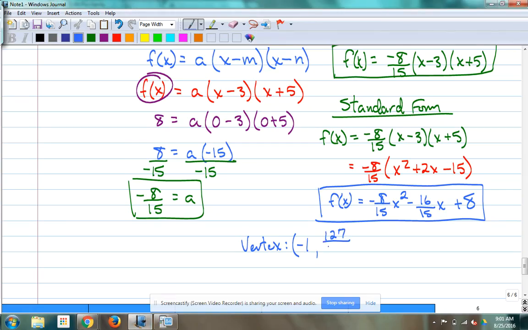Once I get the vertex, it's really easy to write it in vertex form. Can you explain how you're? I took the negative 1, I found the x value either by doing the intercepts, add them together, divide by 2, or doing negative b over 2a with this. Those formulas are how I'm getting that vertex. Because if I want to write it in vertex form, I need the vertex to do that. So that's where I'm getting that.